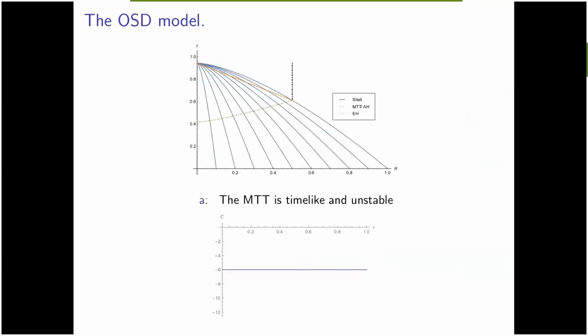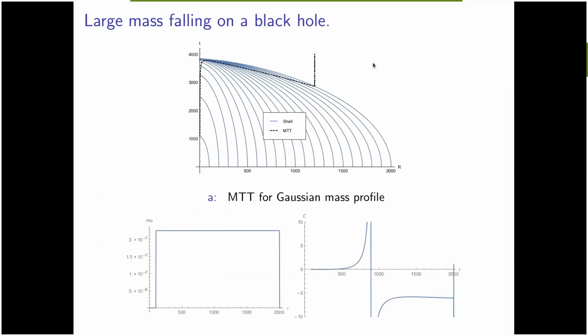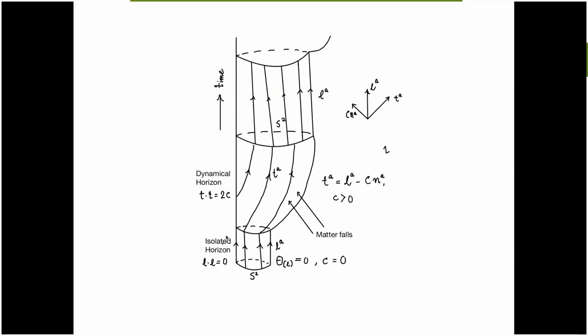So this is about the marginally trapped tube. Let's go to one sector of this marginally trapped tube, which is when C is equal to 0. First let's look at this part of the marginally trapped tube, then we are going to look at this part of the marginally trapped tube. Because this part is the one which is what we know as a black hole in equilibrium, because no matter falls in, the black hole is not growing. So this is the stage which can be used to study black holes in equilibrium.